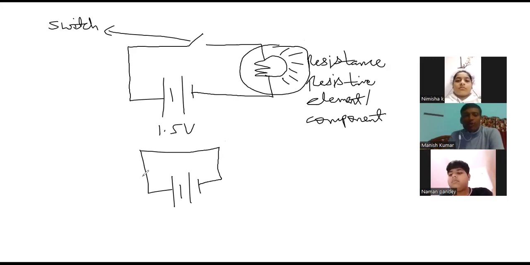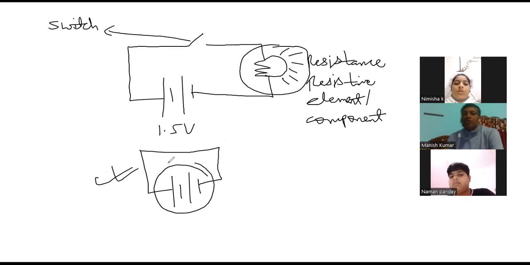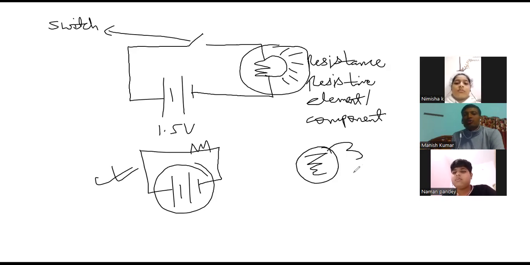If there is no bulb in the circuit, is there any use of this battery or cell? No. So there should be a resistive network in this circuit. Whatever item we want to glow, that is a resistive network. This glows and our problem is solved.